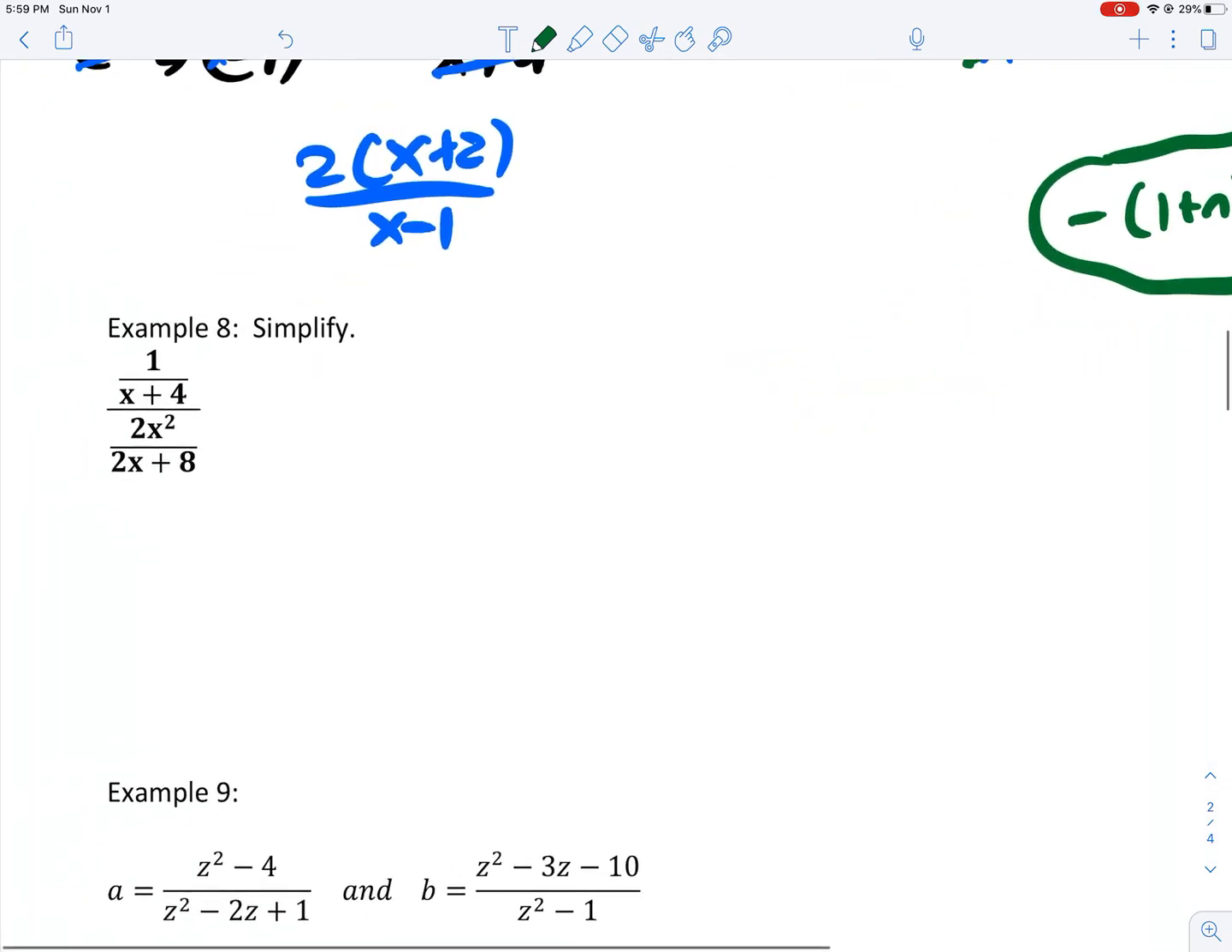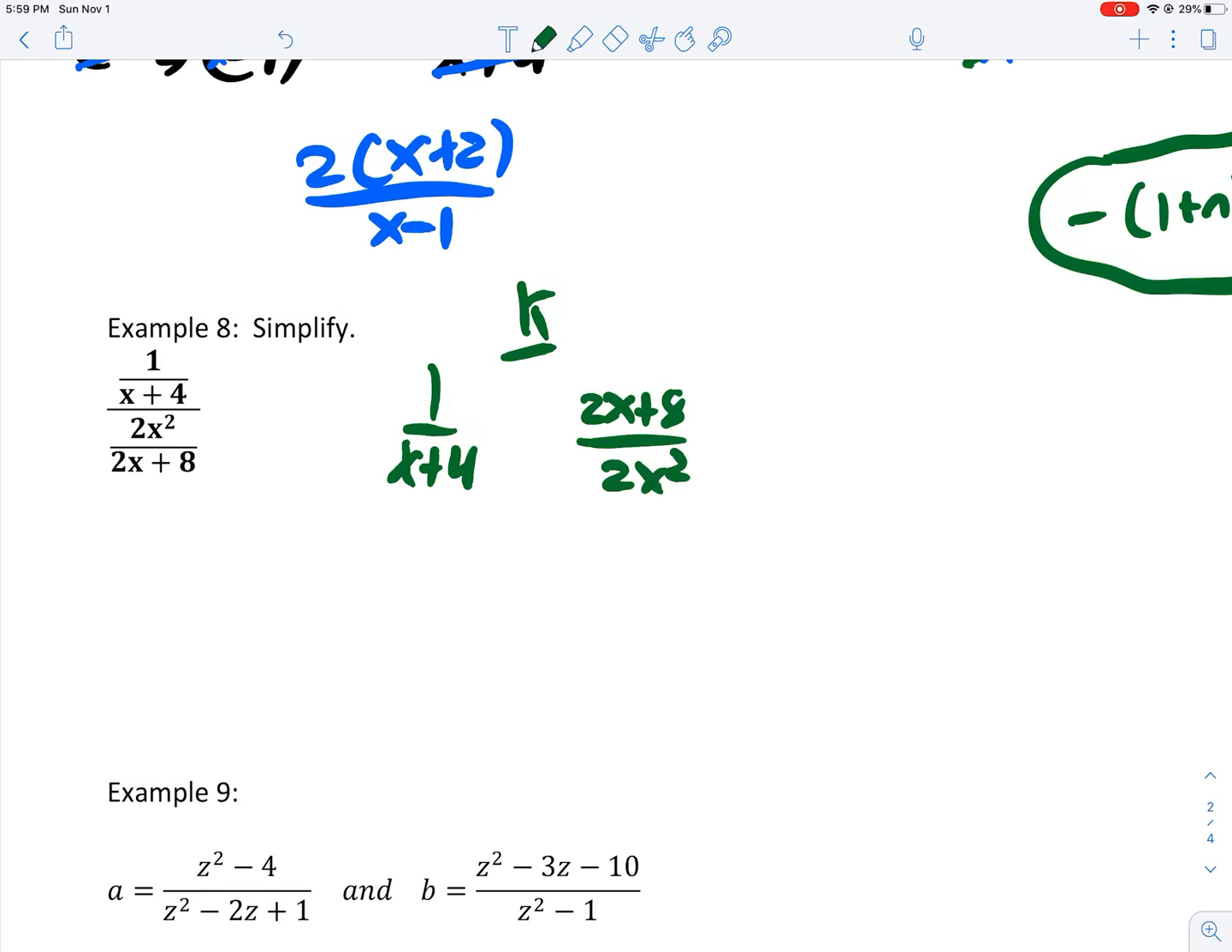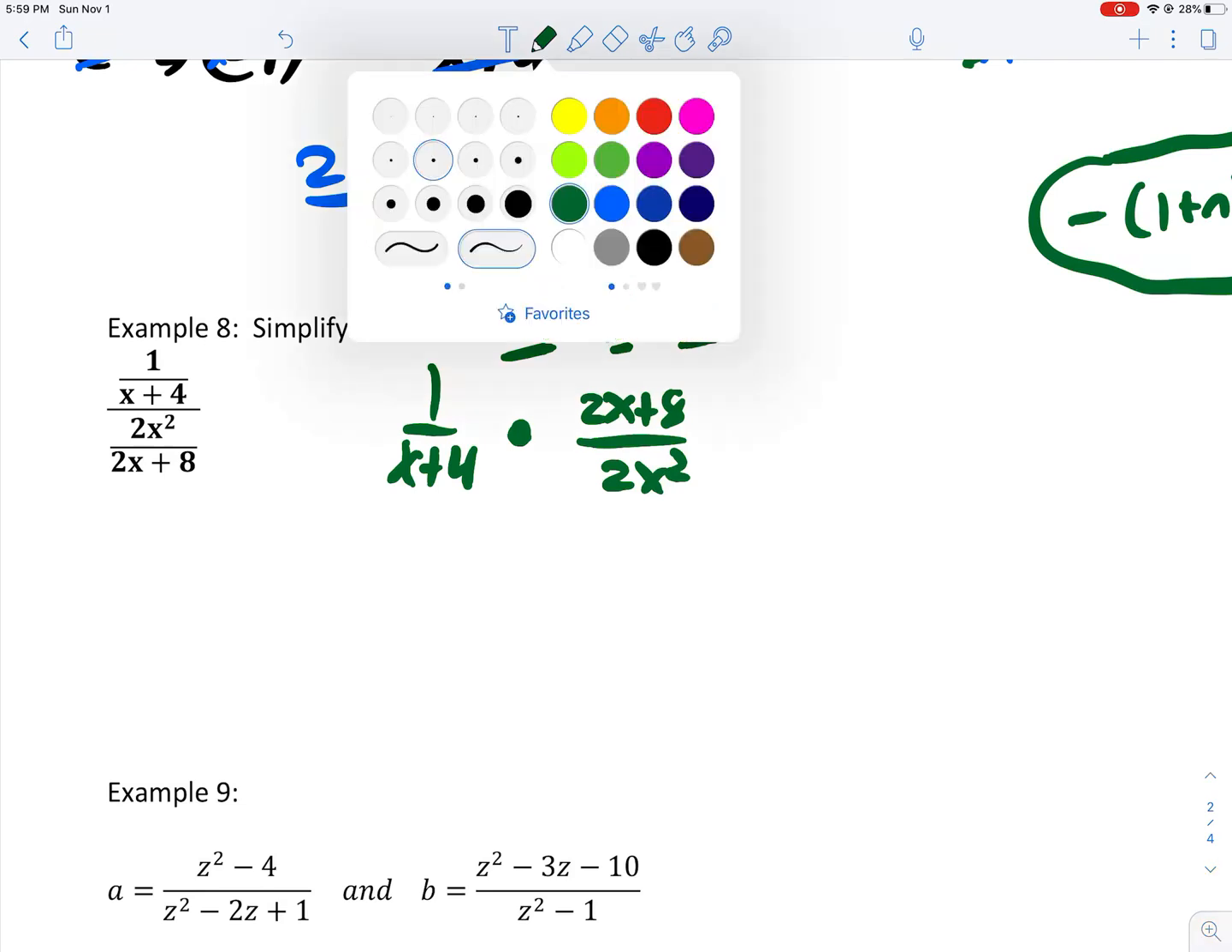Okay, example 8. This looks a little interesting. This is different than the last few examples, but it's still a division problem. So I'm going to keep the first fraction. Flip the second one, so take the reciprocal, so this would be 2x plus 8 over 2x squared, and change the sign to multiplication. So now it looks like the other problems.